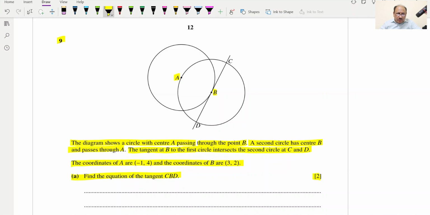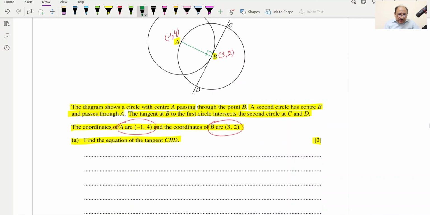This is a 2 marks part which we have to do, and they have provided the values, basically points, coordinates for A. A is having minus 1 and 4, and B coordinates are 3 and 2, so we can write 3 and 2. Now first of all we will join AB and we will find the gradient, and we will be utilizing this one. So this is perpendicular, and gradient of AB will be what?